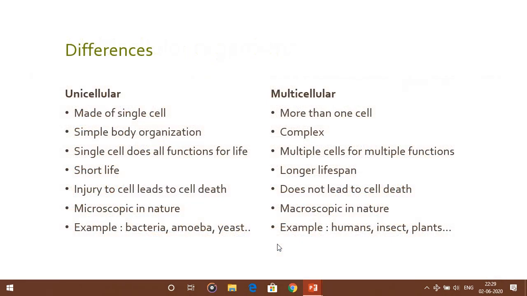So through this, we can tell the differences between unicellular and multicellular. A unicellular organism is made up of a single cell, while multi means more than one. Unicellular organisms should have a simple body organization. It's not a difficult kind of structure, as you'll see compared to the multicellular organisms.